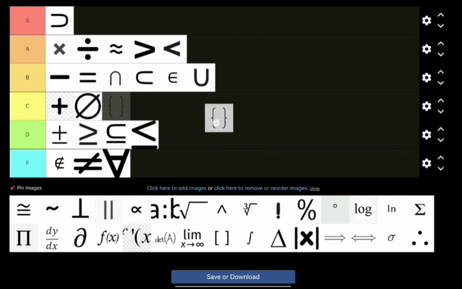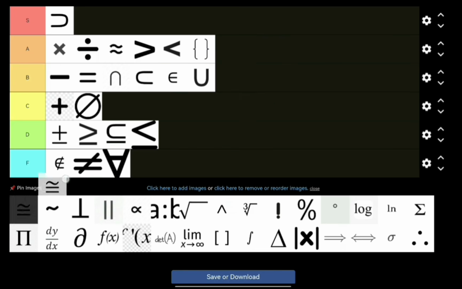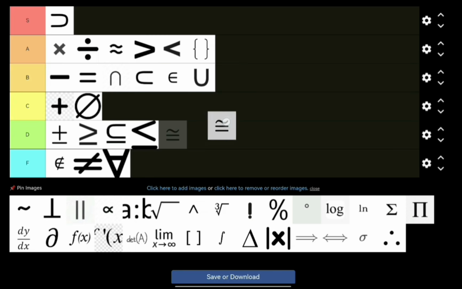Curly brackets. She has curves, so I'll say A tier, I guess. Congruent. She's similar to you. Actually, she's too similar to you. That's kind of related, I'm not gonna lie. So I'll say a D tier, I guess.